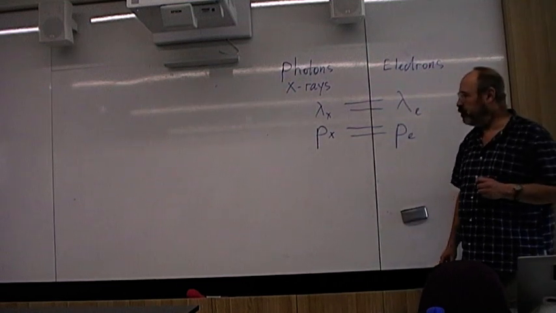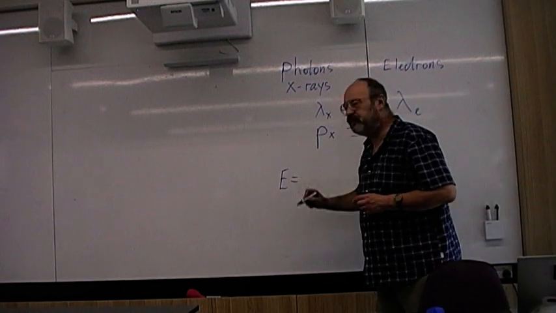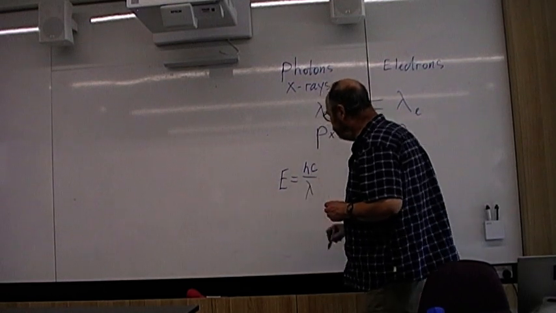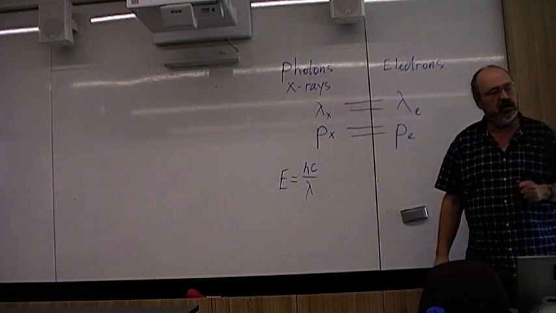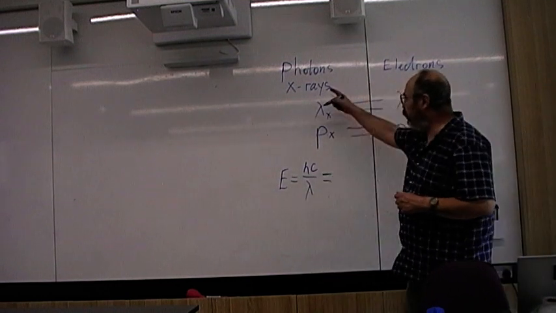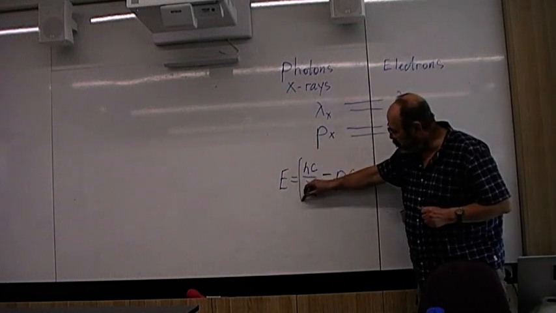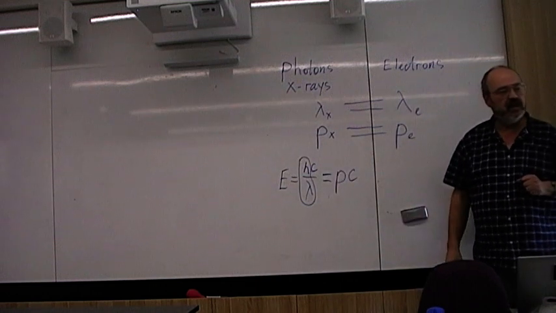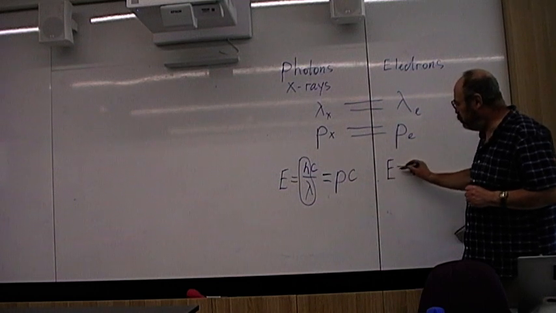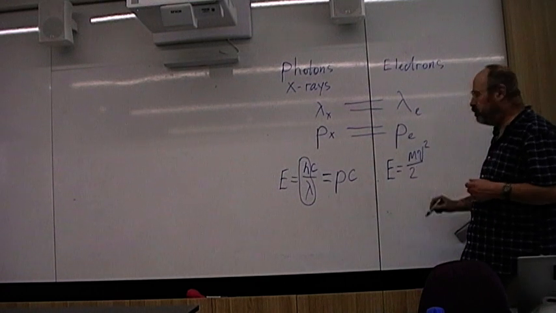Let's find their energy. What is the formula for the energy of the photon? E equals hf, or hc over wavelength. And h, Planck's constant, over wavelength is momentum. So the energy of the photons of X-ray equals p times c, momentum times the speed of light. The energy of the electron is kinetic energy, mv squared over 2.